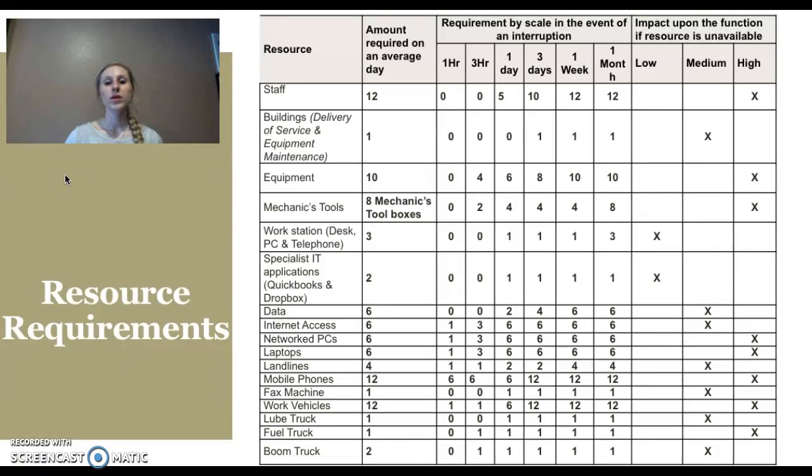Laptops, QuickBooks and Dropbox are resources, as well as data, internet access, networked PCs, mobile phones, fax machine, and work vehicles. These are generally parked outside, but they are a resource. And the lube truck, which is used by the mechanics, and a fuel truck to fill up the equipment at a job site, as well as the boom truck.